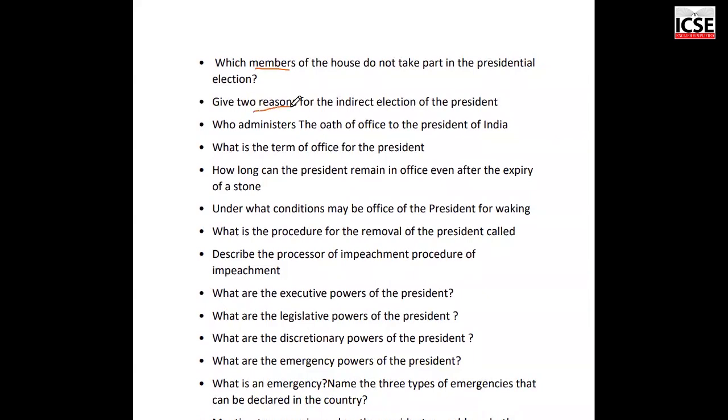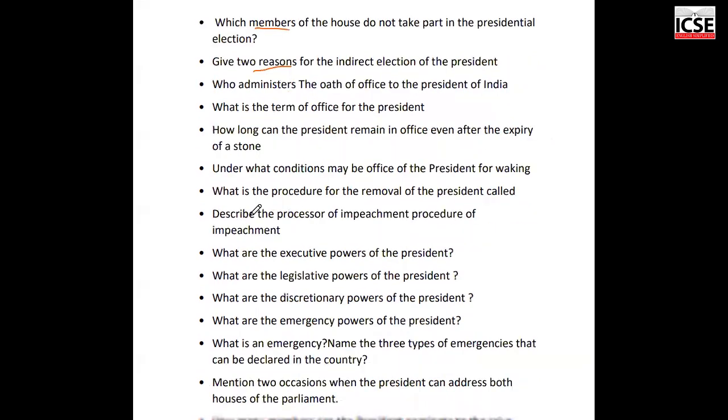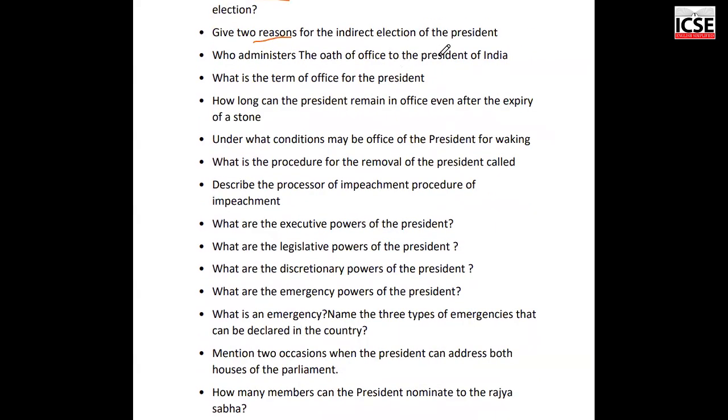2 reasons for the indirect election of the president. It's a direct question. It is there in the specimen paper as well. Who administers the oath of office to the President of India? It is the Chief Justice of India. What is the term of the office of the President? 5 years. He can appear for another term.